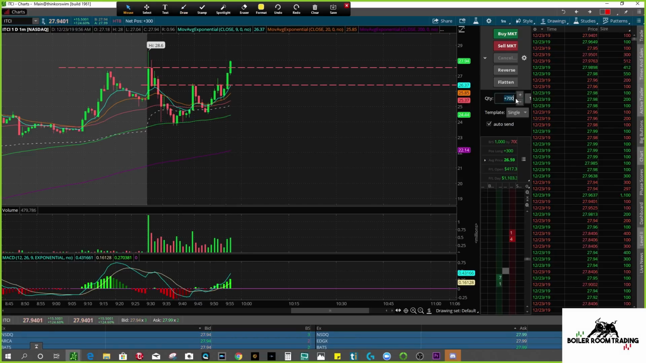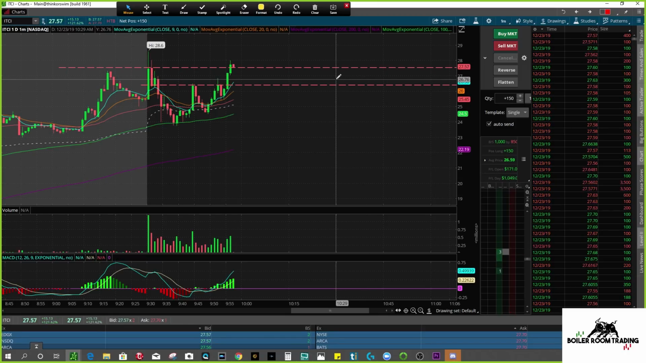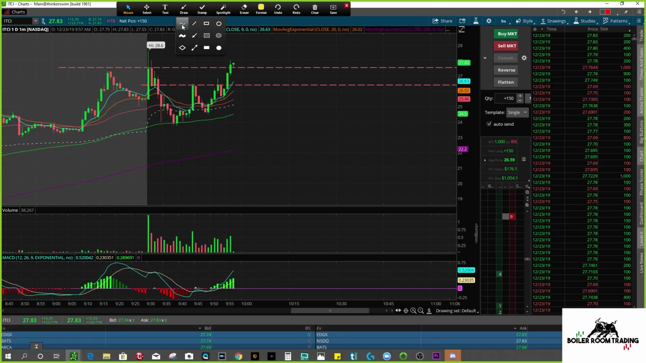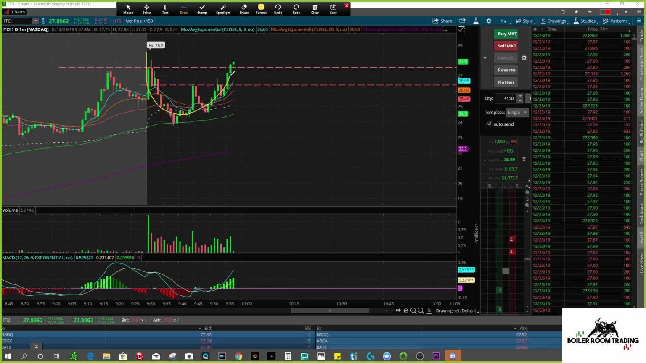So I've chosen to sell 700 shares of that position as the stock is moving up, and I'm selling into the strength of that move. We know that as those candles are going up, there are buyers, which will help us sell our position faster.